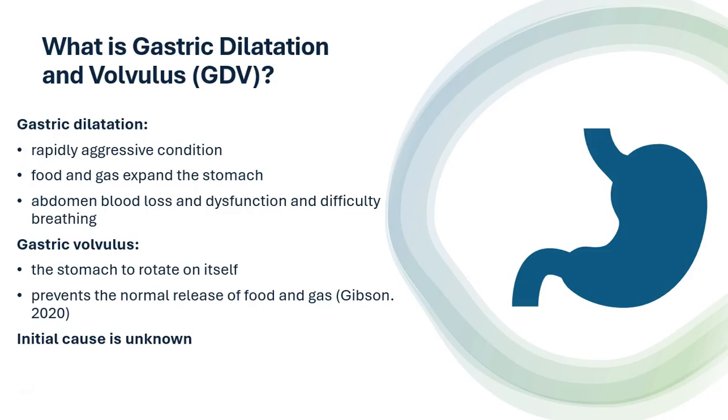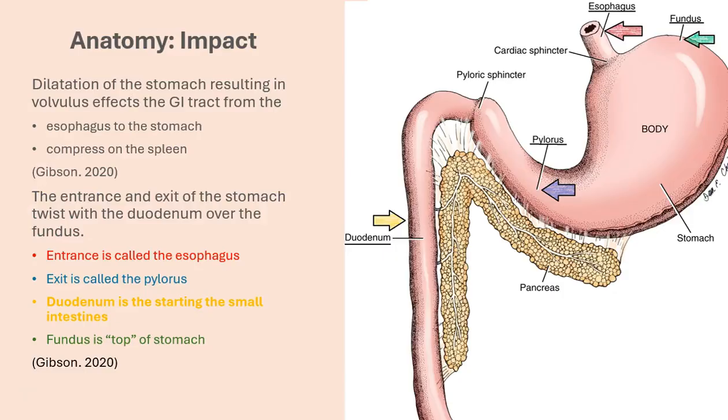This can suddenly cause the stomach to rotate on itself. If the stomach becomes enlarged enough, this rotation is called volvulus and prevents the release of these food and gas particles. Although the initial cause of this is unknown, it is said that the volvulus occurs first, resulting in the dilatation of the stomach. This impacts the GI tract from the esophagus to the stomach and can compress the spleen.